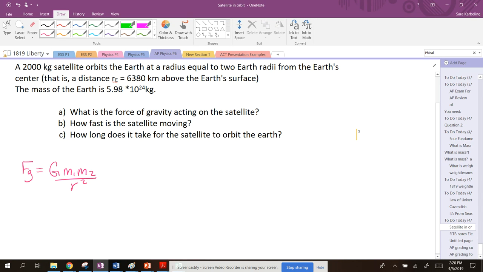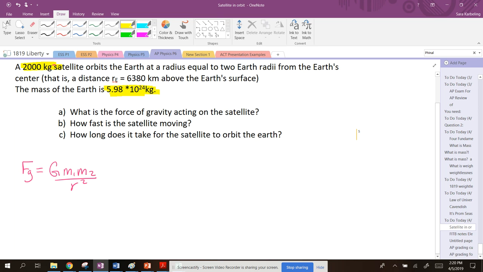So you got your masses, right? You got your two objects. Remember, we've been saying for so long that the gravitational force is the force between two massive objects, right? So we got two of them. One is the satellite, and one is the Earth. So those are our two masses.